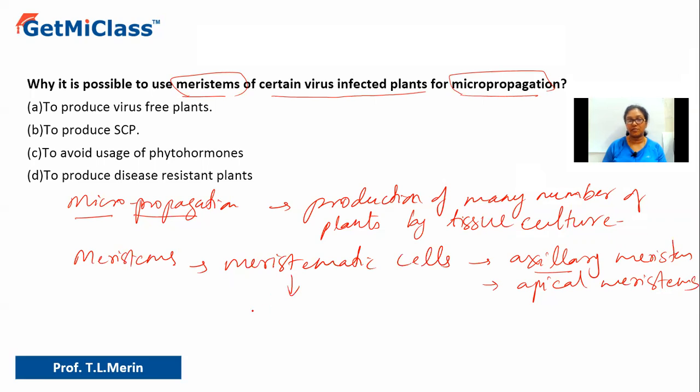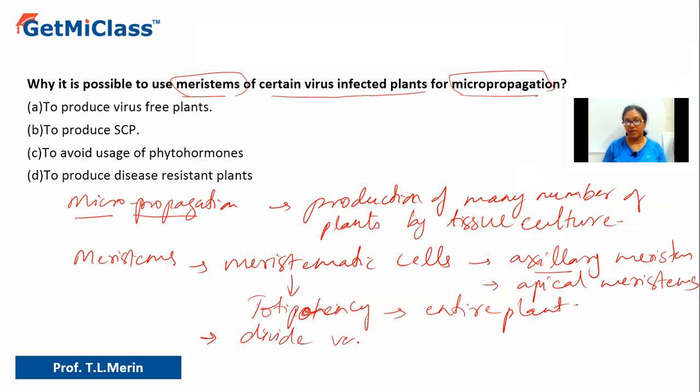The potential of meristematic cells can be described by the term totipotency. So what do you mean by totipotency? That means these cells have the capacity to give rise to an entire plant. Each cell can give rise to an entire plant. That is totipotency. And another very important characteristic of meristematic cells is that they divide very fast.